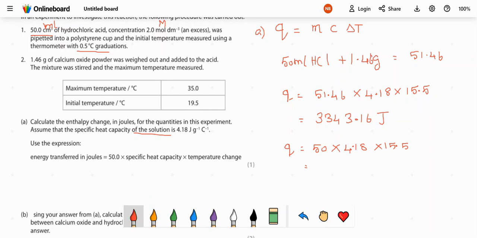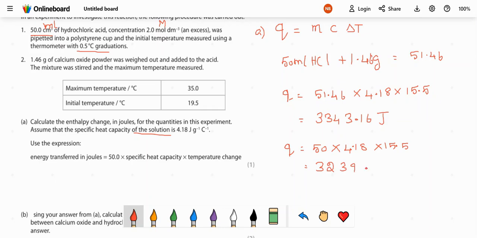So if they didn't give that formula, if they didn't ask us to find it like this, you should use the 51.6, because the total weight of the solution will be 51.6 after adding calcium oxide. After adding calcium oxide only, the reaction will be there. That's why I'm asking you to take 51.6, but they are asking us to take 50. Approximately the mass will be the same. That's why between 50 and 51.6 there will not be much change. That's why they are giving it like this.